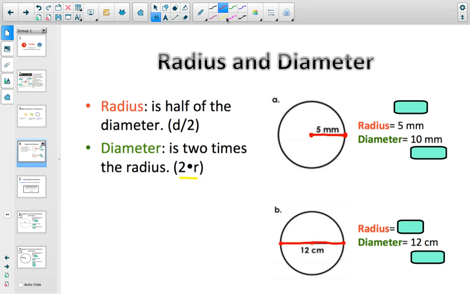Now we need to find the radius. So given the diameter, to find the radius, you're going to do d divided by 2, diameter divided by 2. 12 divided by 2 is 6 centimeters. So this is how you find the radius and the diameter when you're given either or.